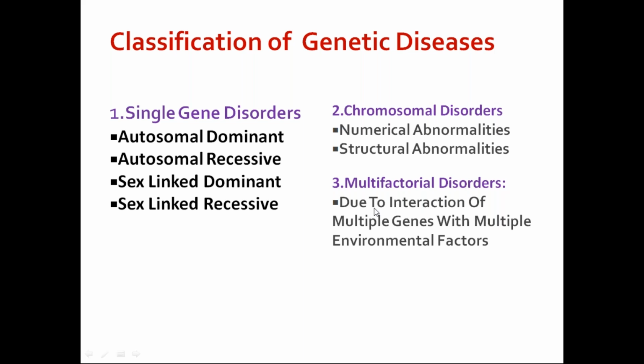Multifactorial disorders are due to inheritance of multiple genes with multiple environmental factors. For example, in case of radiation, some radiation abnormality in the brain may cause genetic disorders. Some people working in coal mines develop genetic disorders. Like that, there are multiple risk factors. Chronic smokers have a chance of genetic disorders. Chronic alcoholics also have some genetic disorders, like hepatocellular carcinoma.